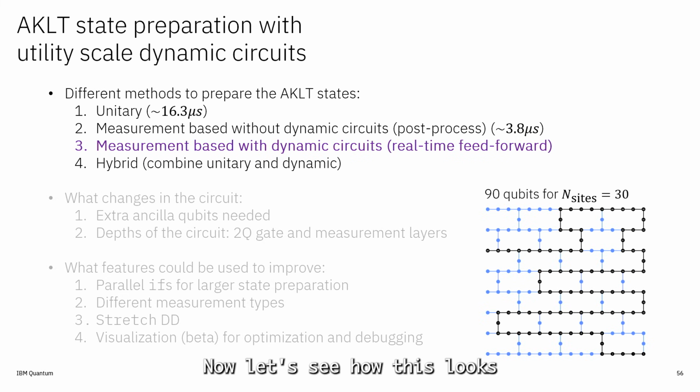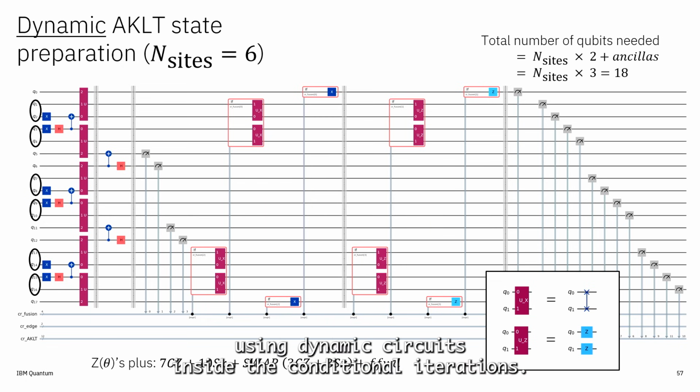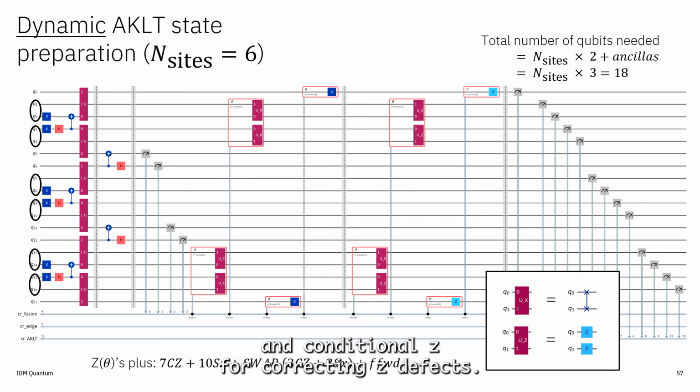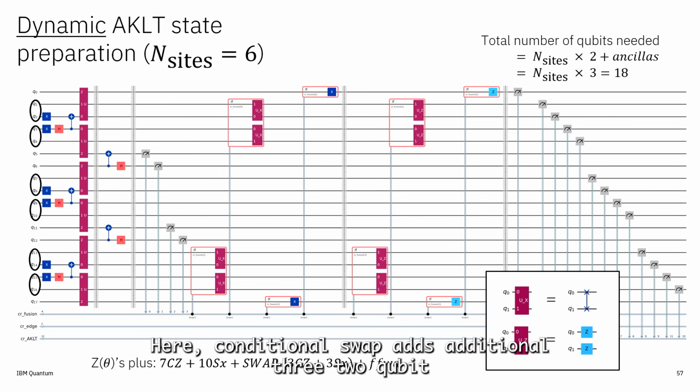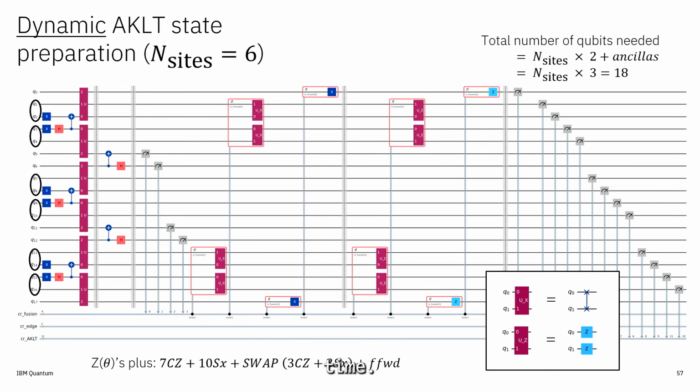Now, let's see how this looks when you add real-time feedforward. Here's a circuit for n sites equal to 6, prepared using dynamic circuits. Inside the conditional operations, now we have a swap operation for correcting X defects and conditional Z for correcting Z defects. Here, conditional swap adds additional 3 2-qubit gates and 3 single-qubit gates on top of the feedforward time.